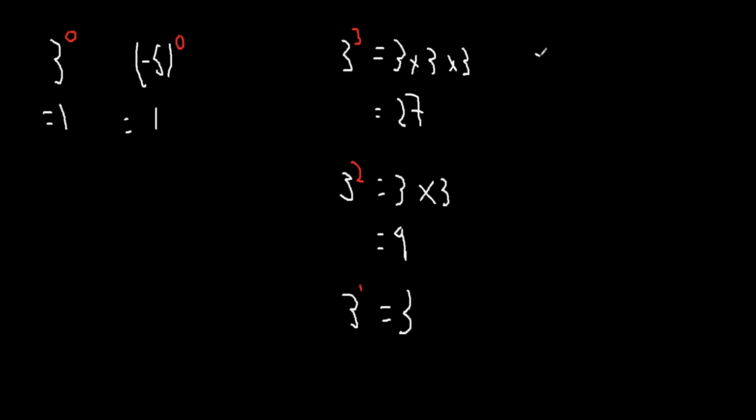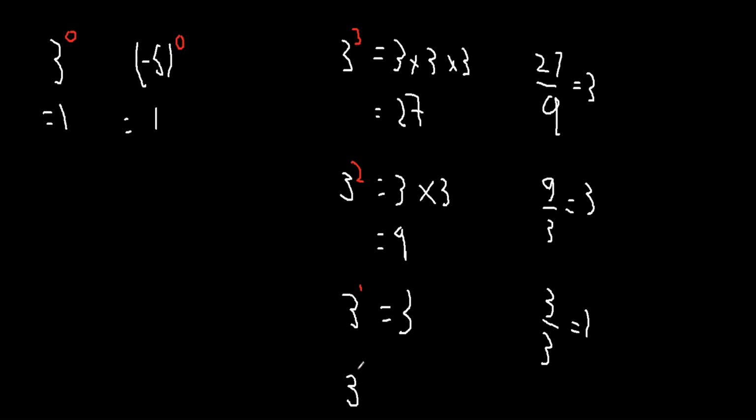If I write this here, 27 divided by 3 equals 9, and then 9 divided by 3 equals 3. So then what about 3 to the 0? Well, it's basically 3 divided by 3, which equals 1. So if you write this out, 3 to the 0 is going to give us 1.